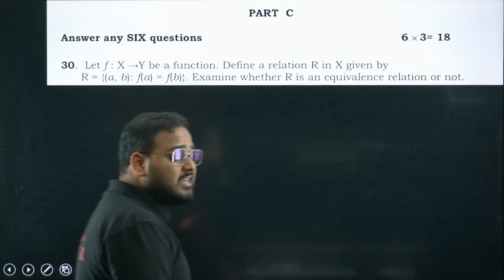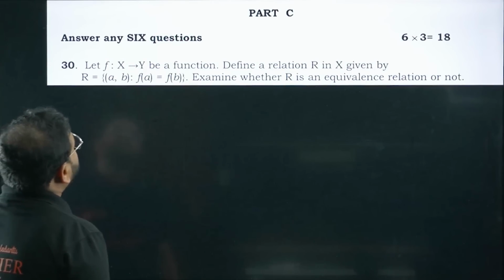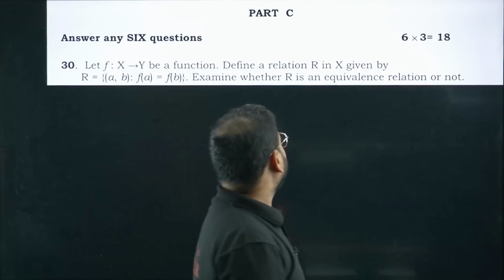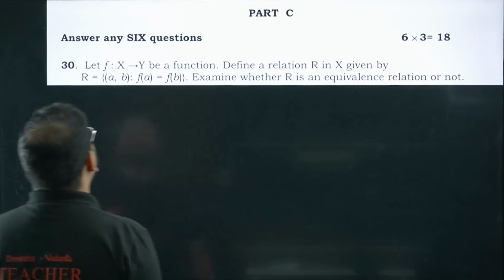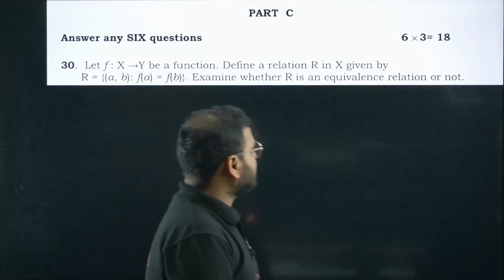30th now. Now we'll move on to your section C, part C, 3 marker. Let's check. F is x to y, be a function, define a relation R in x given by R equals a comma b such that f of a equals f of b. Examine whether R is the equivalence relation or not.